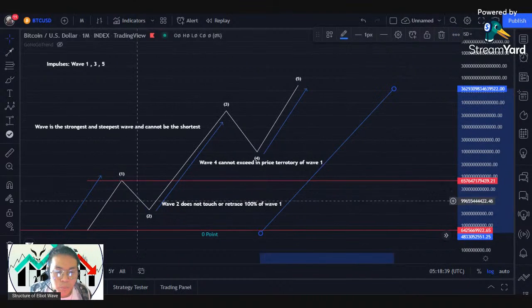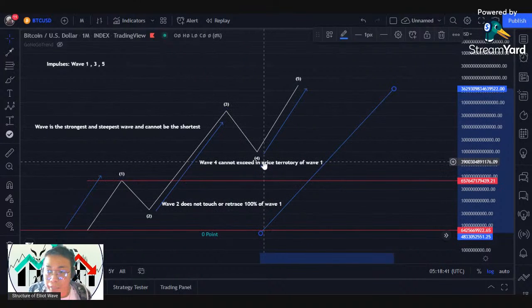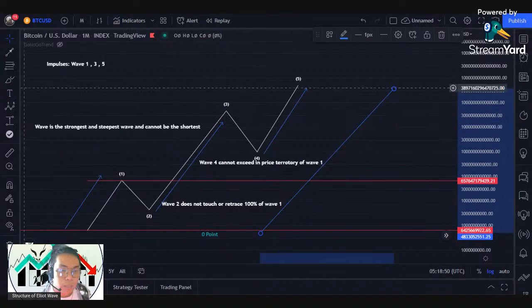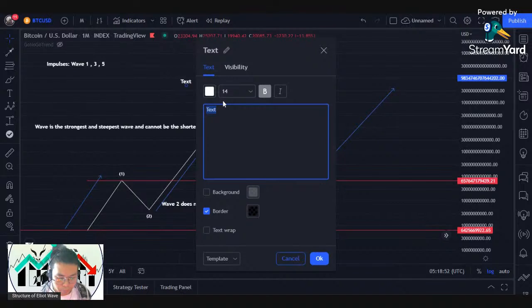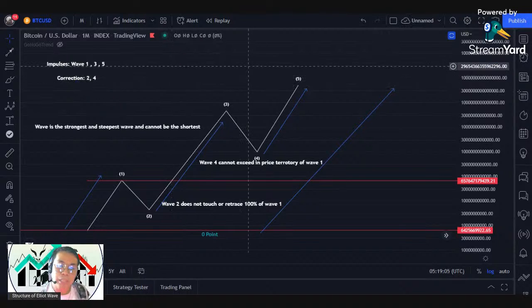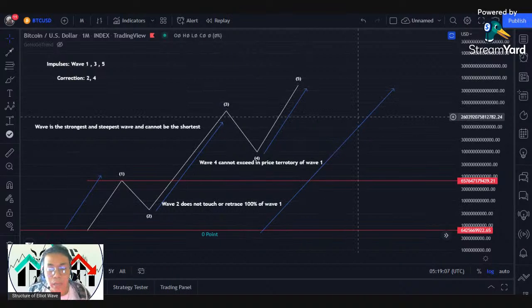Okay, now wave 2 and 4 is against the trend. What we call this, against trend, is correction. Okay, wave 2 and 4 is against the trend. What we call is correction. 2 and 4. Now, this is the basic structure of Elliott Wave.